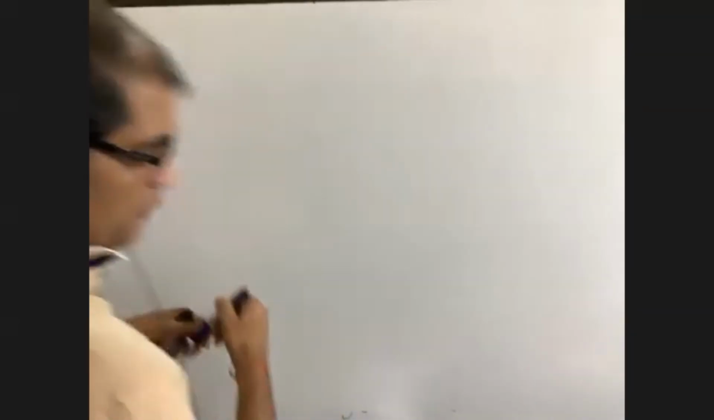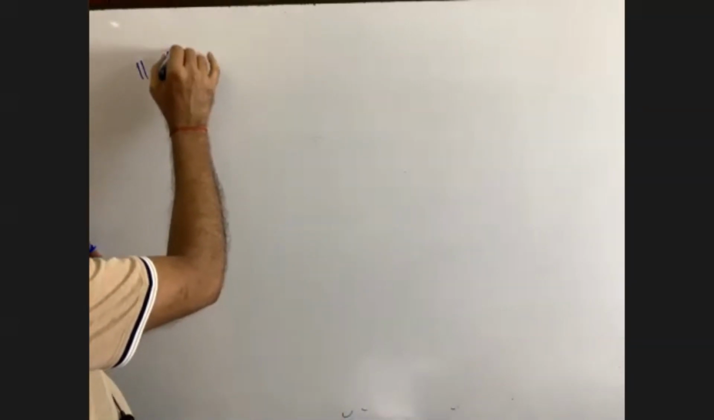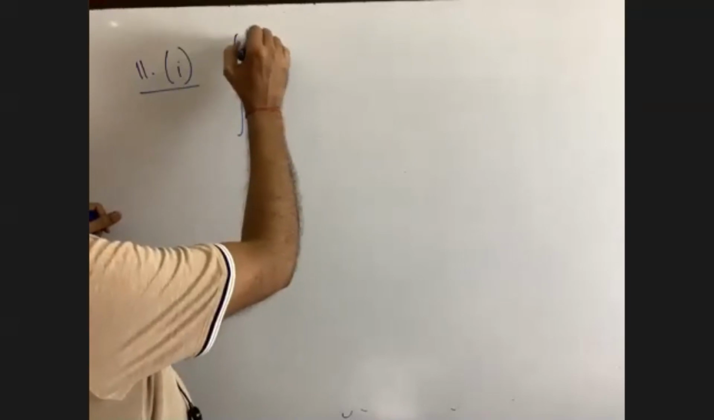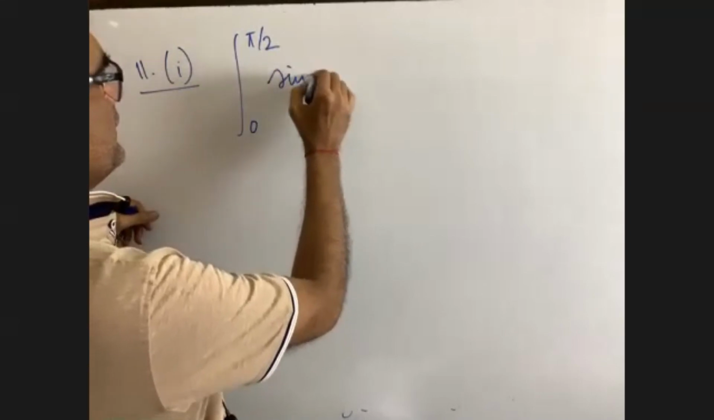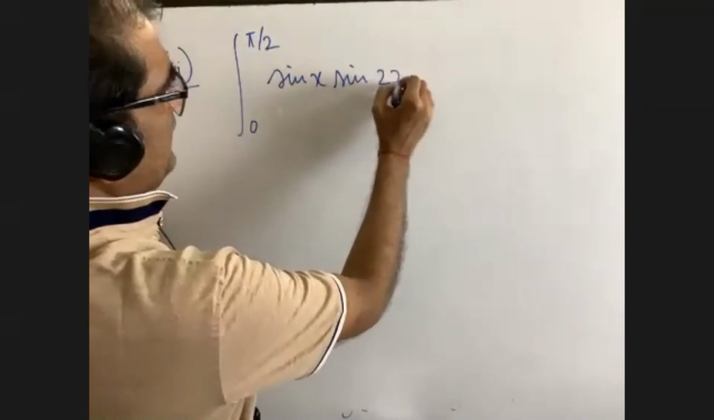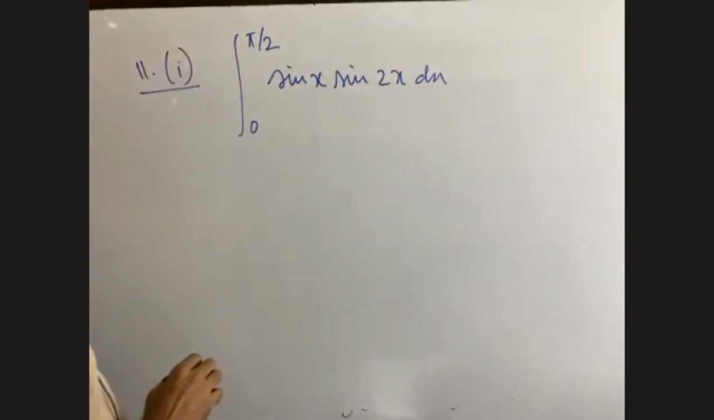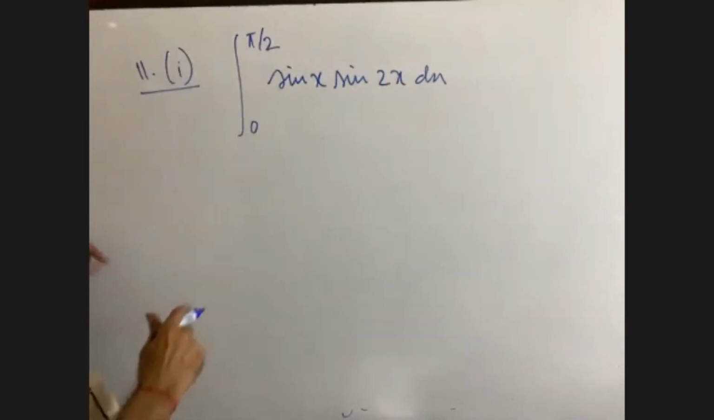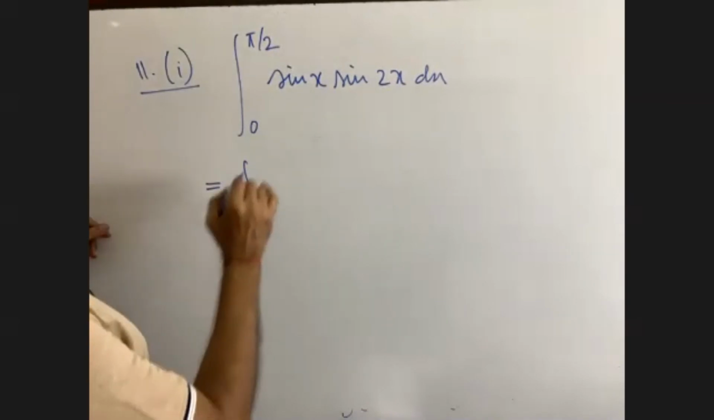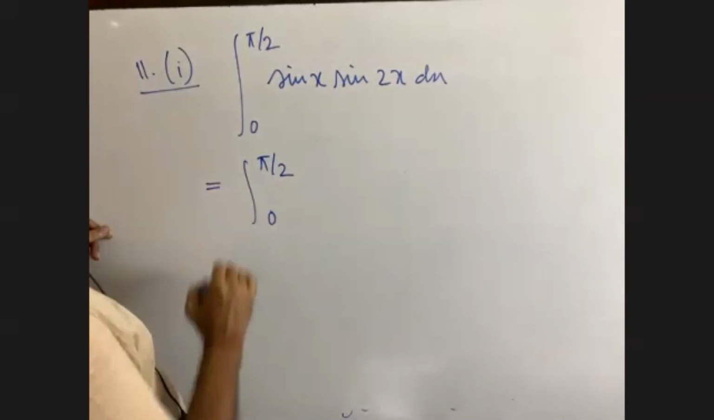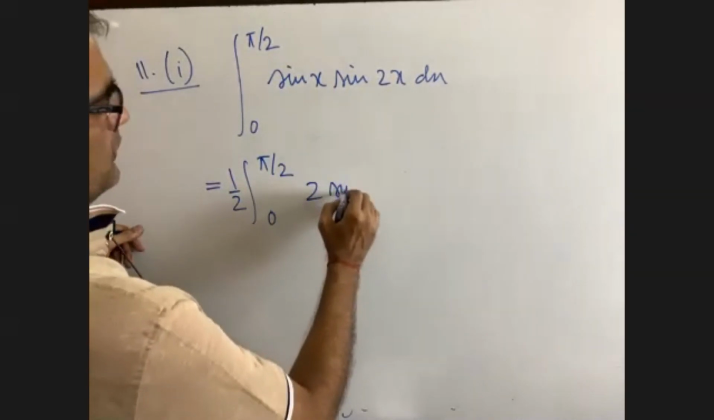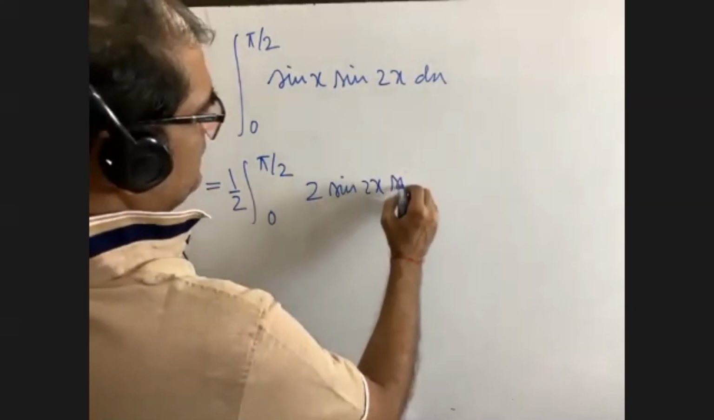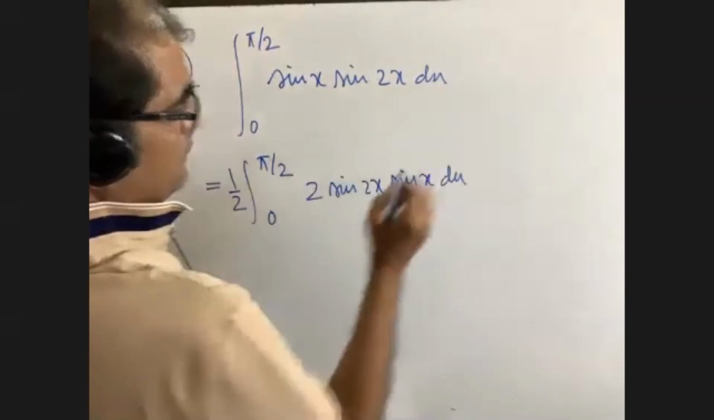Going to question number 11.1. This is integral from 0 to pi by 2 of sin x sin 2x dx. What is the formula? Talk to me. What can we do? This is half of 2 sine 2x sine x dx.